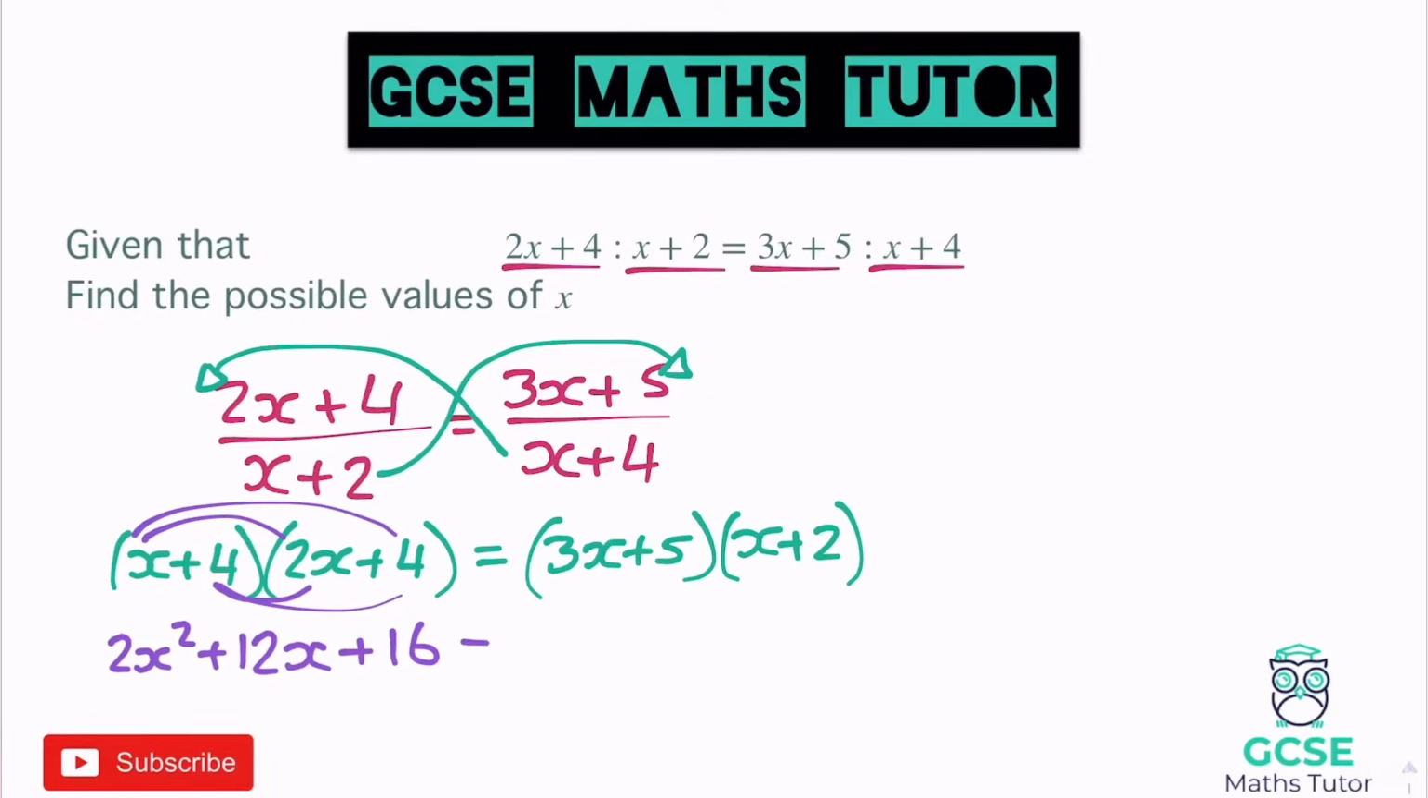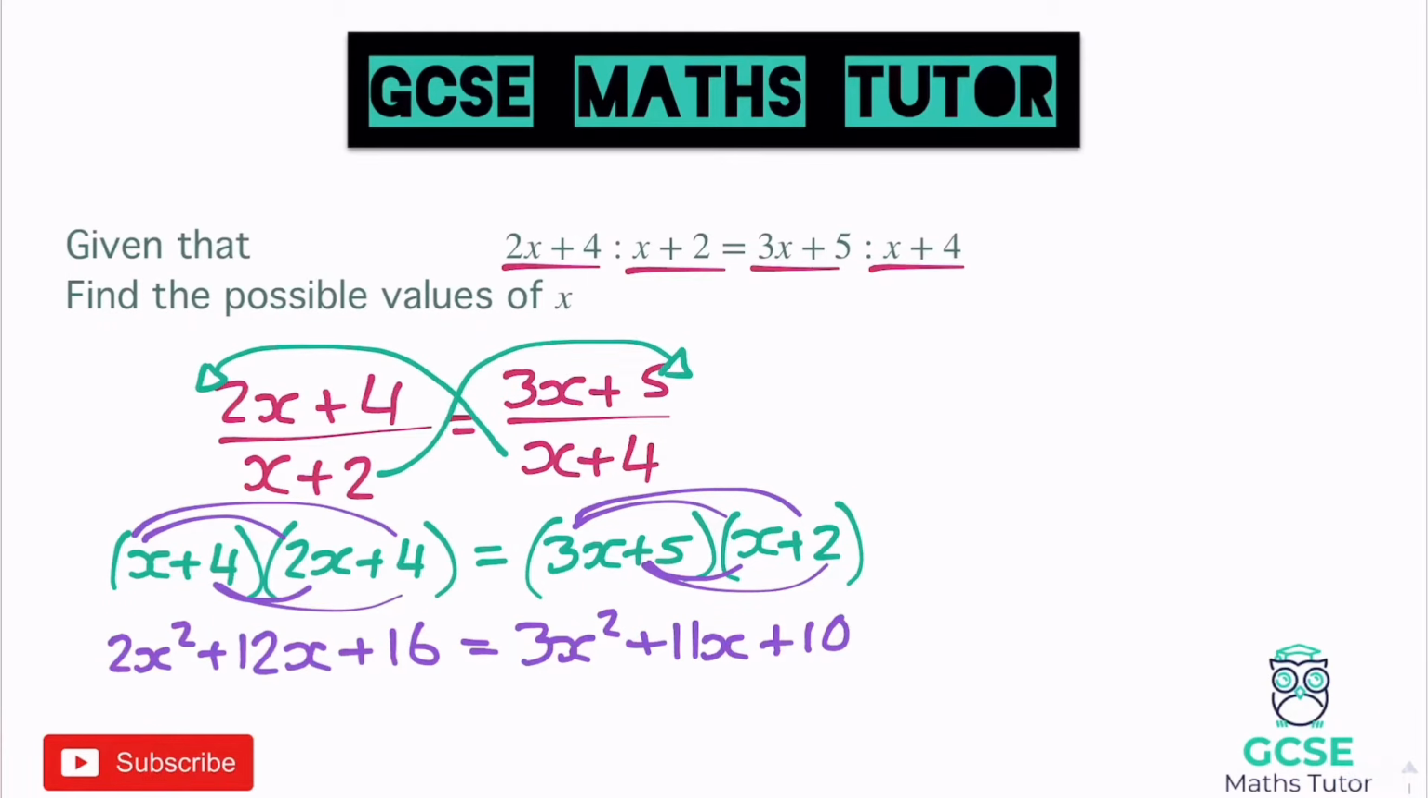On the right, 3x times x is 3x squared. Then we've got 3x times 2, which is 6x, and the 5x there, and 6 and 5 makes 11, so we have plus 11x in the middle. And 5 times 2 makes 10 at the end, there we go, so plus 10.